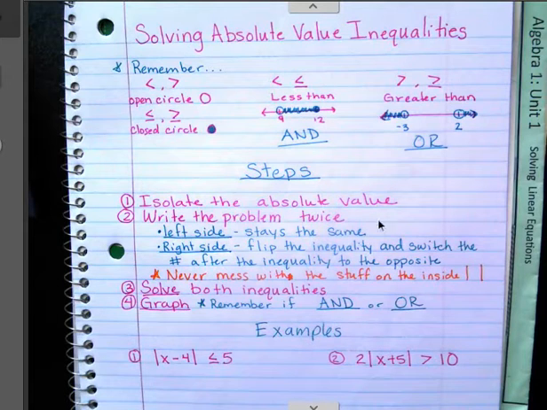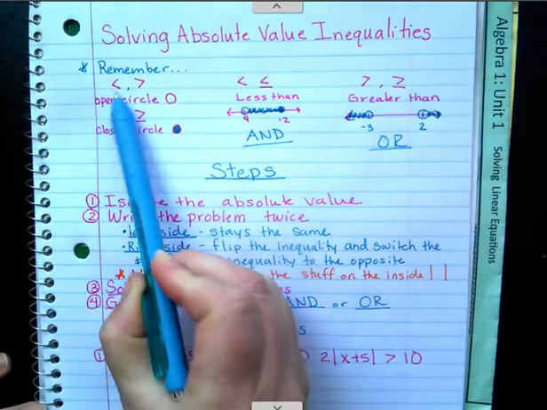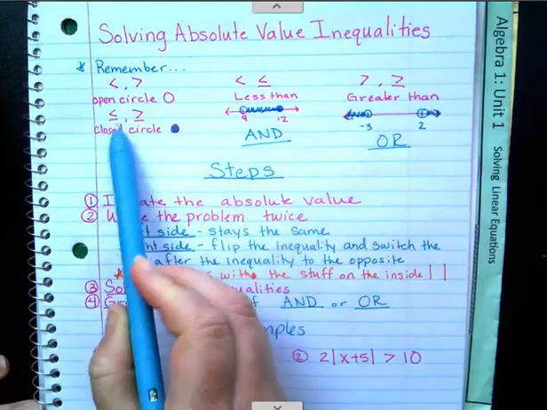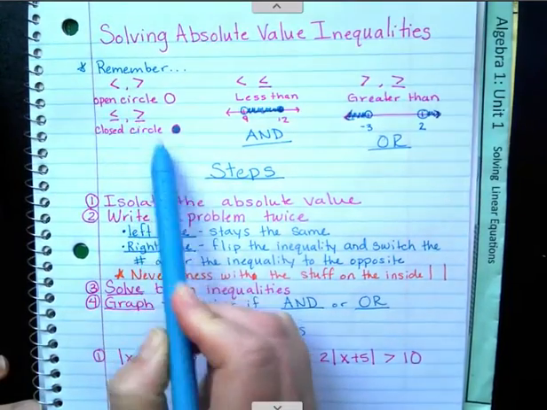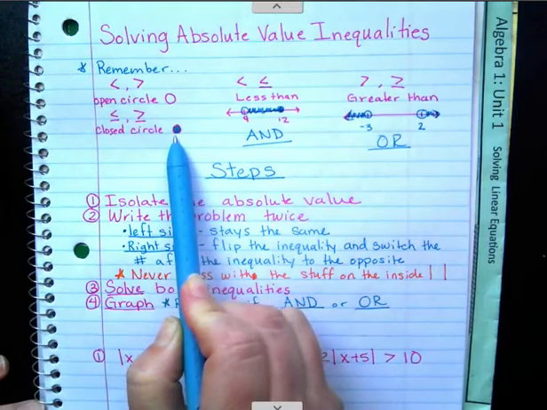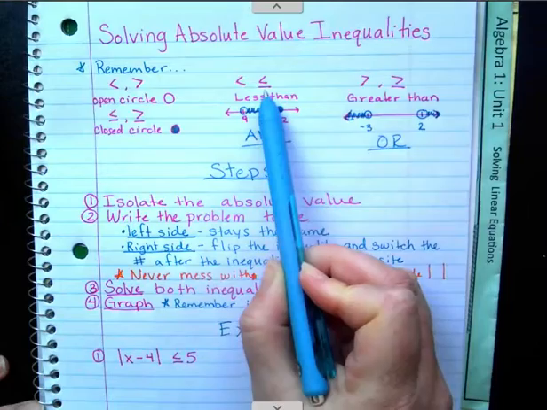All right, hi guys. So what we're going to be doing today is solving and graphing absolute value inequalities. So a couple things to remember is that if you have a less than or greater than symbol, remember that when you go to graph, it's an open circle. And then if it's less than or equal to or greater than or equal to, it's going to be a closed circle.